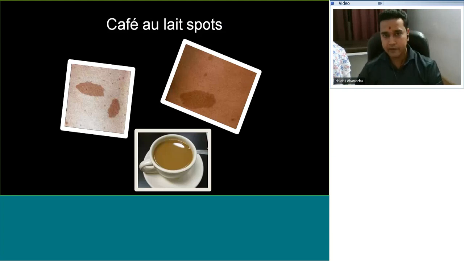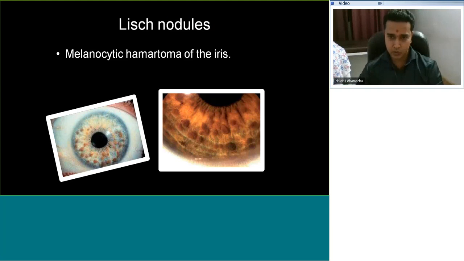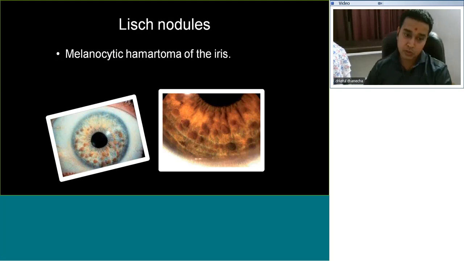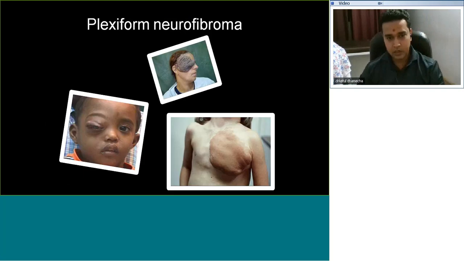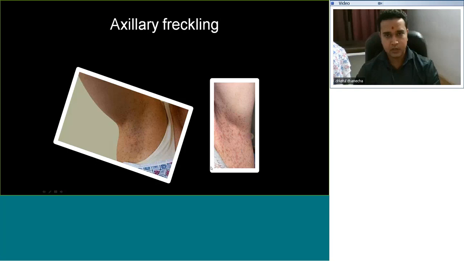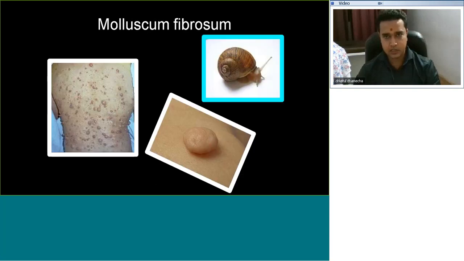This is how café-au-lait spots can be visualized on the skin. This is the Lisch nodule. Actually it is a hamartoma, not a true tumor, just a tumor-like thing. It is seen in the iris, a melanocytic hamartoma of the iris. This is the plexiform neurofibroma. You can see large disfiguring areas in the skin. In the first image, you can see sphenoid dysplasia with a large neurofibroma. In the third, in the chest wall, you can see a large plexiform neurofibroma. This is axillary freckling, molluscum.